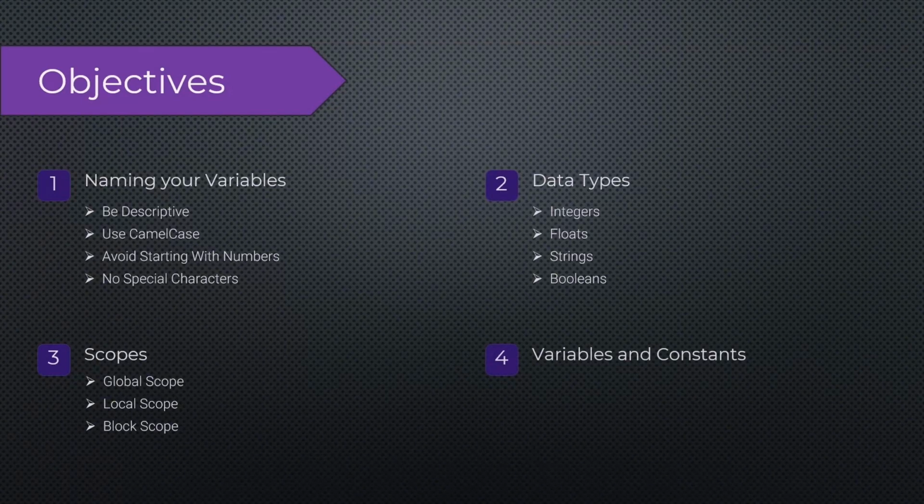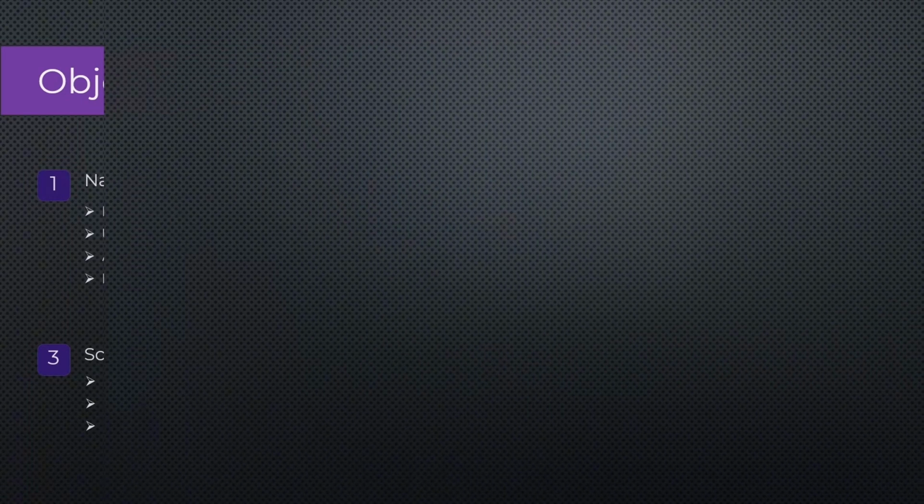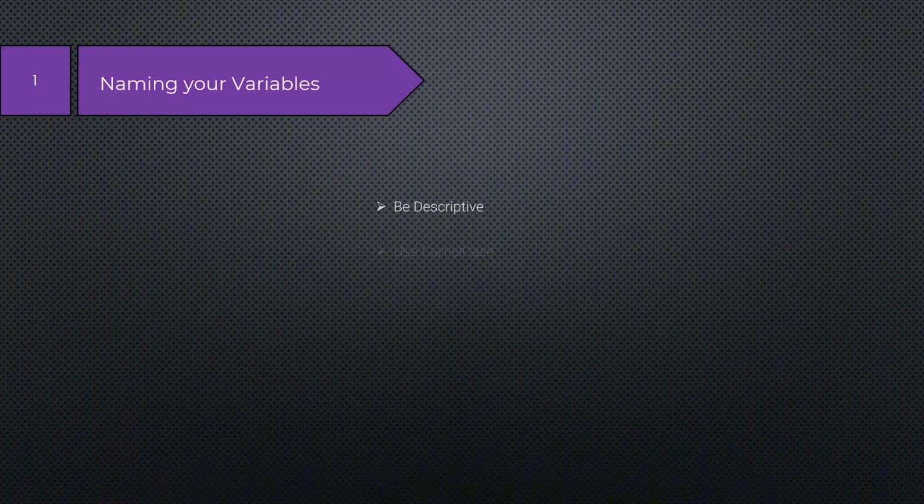4. Constants and variables. Finally, we'll explore constants and variables. We'll discuss when to use each, especially when we need certain values like configuration settings to stay the same throughout our program. Our first objective: naming your variables. In this topic, we will be covering 4 areas. It consists of, firstly, be descriptive, use camel case, avoid starting with numbers. With that out of the way, let's dive right in.